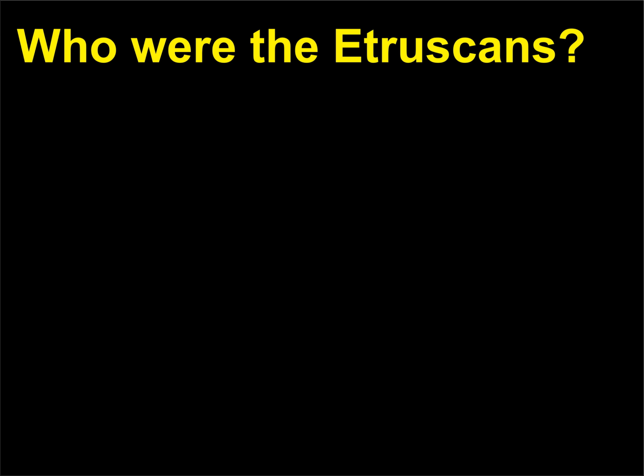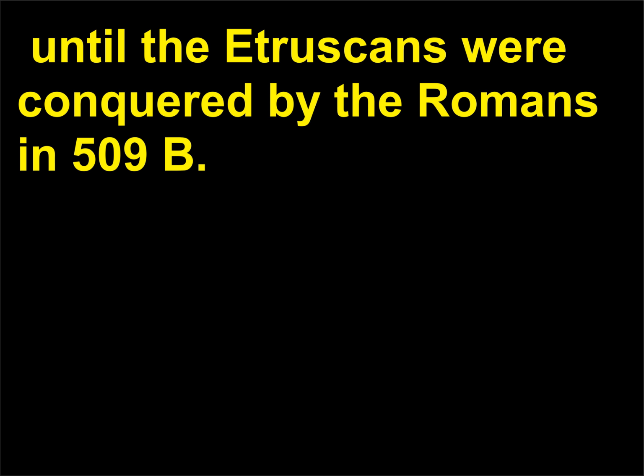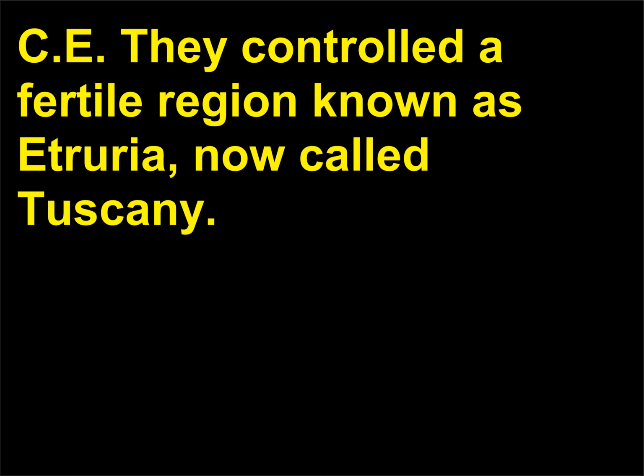Who were the Etruscans? The Etruscan civilization flourished in Italy for nearly 500 years, until the Etruscans were conquered by the Romans in 509 BCE. They controlled a fertile region known as Etruria, now called Tuscany.